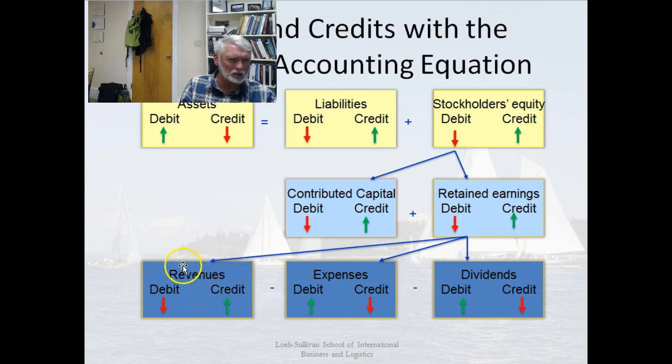That basically makes sense. If we are increasing revenues, a credit is going to increase revenues. A debit on an expense actually reduces stockholders' equity. So a credit to revenue increases stockholders' equity. A credit to an expense decreases stockholders' equity. So that's kind of where we're at.